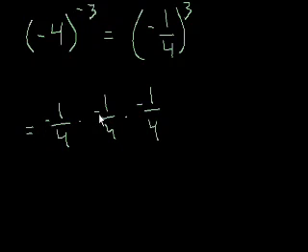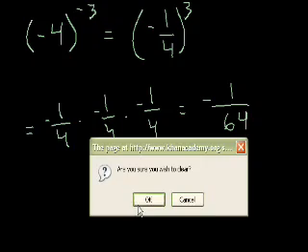The negative times the negative is a positive, but then we're multiplying that times another negative, so we get a negative. 1 times 1 times 1 is 1. 4 times 4 is 16, times 4 is 64. So it equals negative 1/64. Let's do another problem.